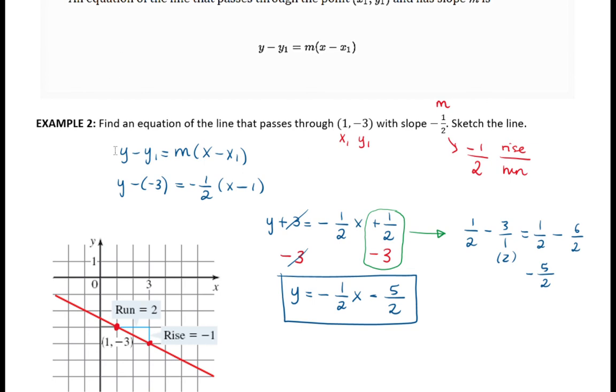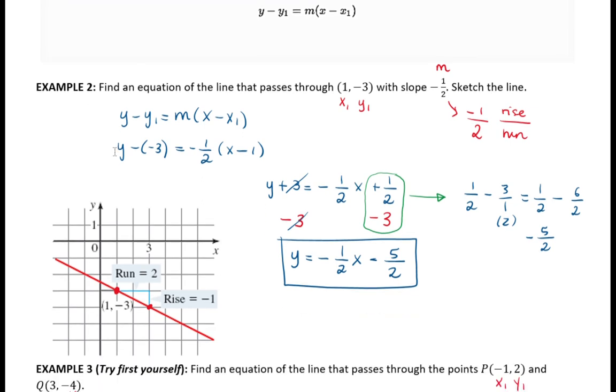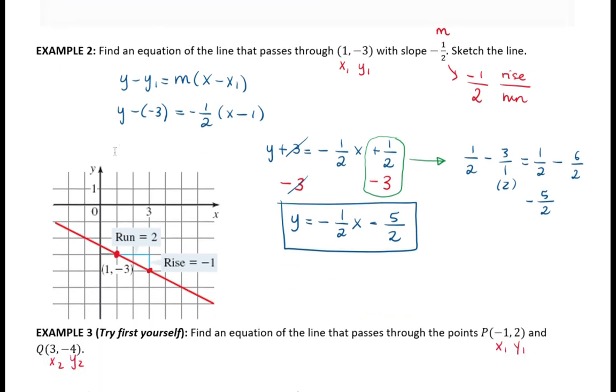Now for the next problem, as you see, it just says try first yourself. So I want you to pause the video now and work on this problem, and then I'm going to show you the solution after you work it out. So please pause your video and work on this problem.